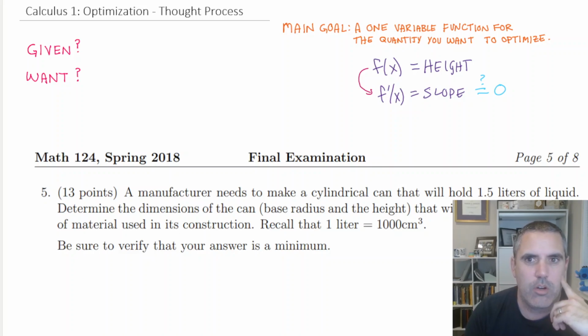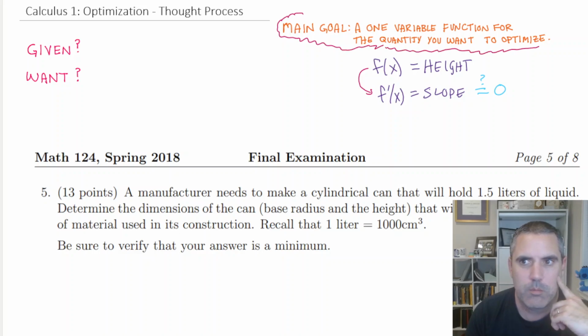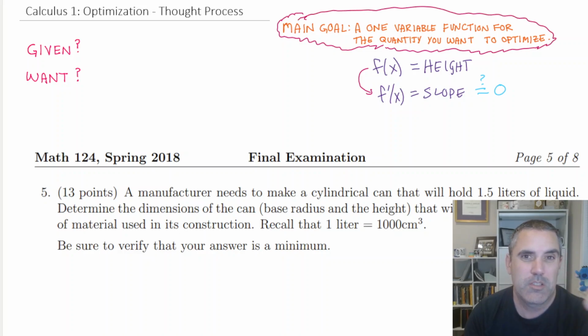So that is our number one goal, our guiding light in these problems, is to find a one variable function for the thing we want to optimize. Now, if you move on to calculus 3, you'll talk about how sometimes you can solve it when there's 2 variables or more, but everything in calculus 1 will boil down to a one variable function.